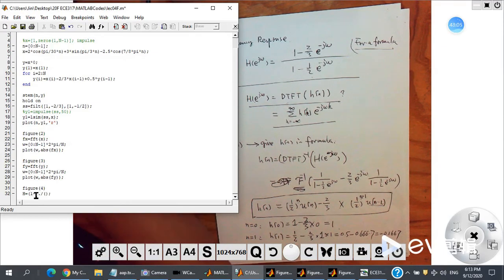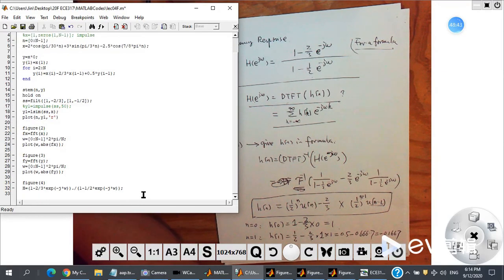The numerator is 1 minus 2 over 3 times exponential power of negative j omega. Right? This is the numerator, and the denominator is 1 minus 1/2 times exponential power of negative j omega. Am I good? I think it's good. Then let's plot. Okay, I still use omega and the absolute value of this H. What is it?